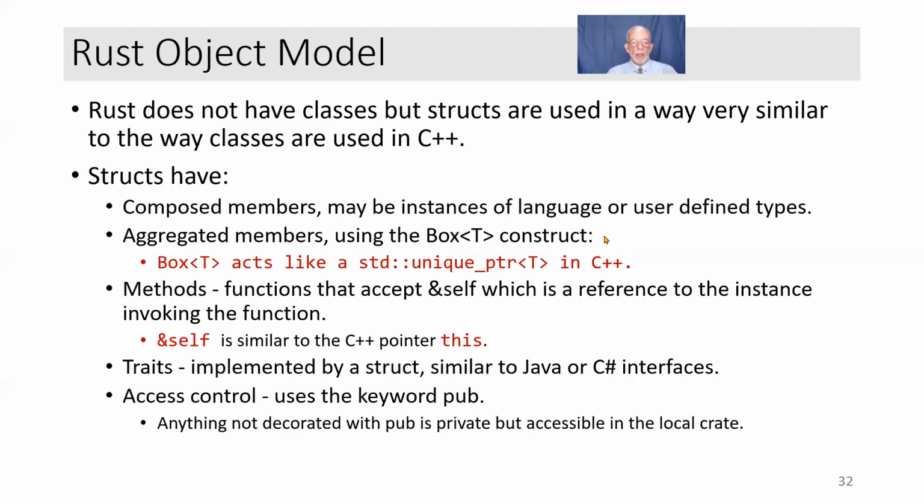So Rust structs have methods, and they also have something called traits. Rust doesn't support inheritance in the sense that C++ does. It doesn't allow you to construct many layers of inheritance, with inheritance of implementation, but it has something called traits, which are very similar to interfaces, very similar to Java and C# interfaces.